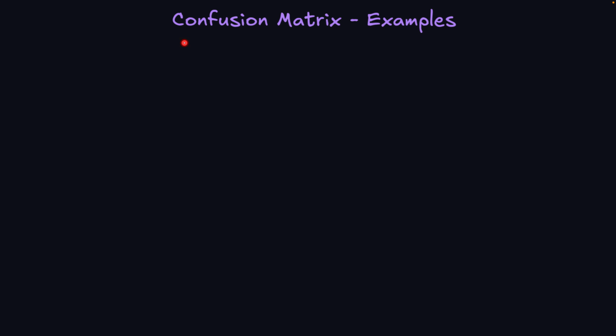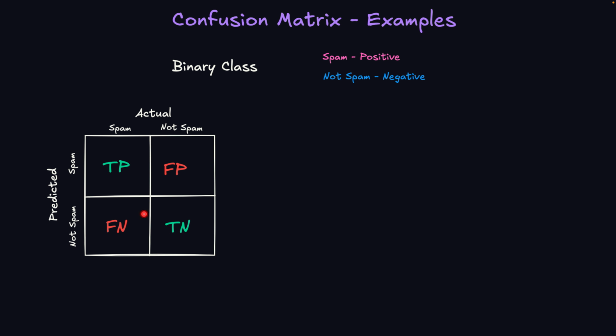Let's look at some examples of confusion matrix to make it more concrete. We'll start with binary class. In this example, we are going to look at whether an email is a spam email or not spam. So spam is going to be positive and not spam is going to be negative.